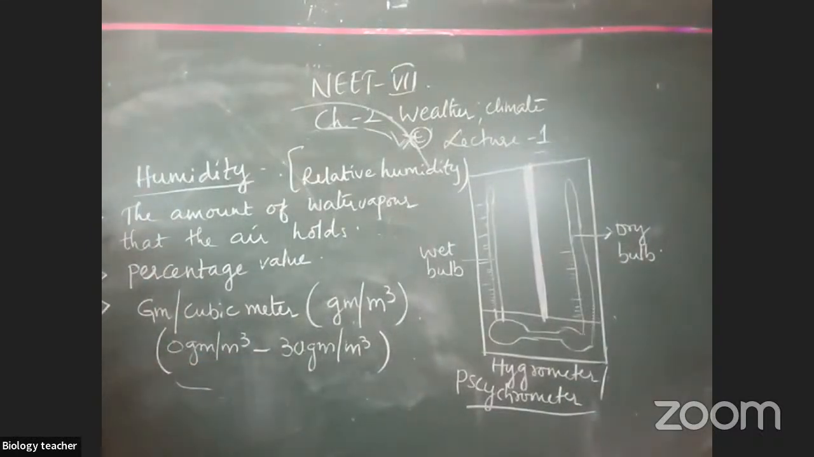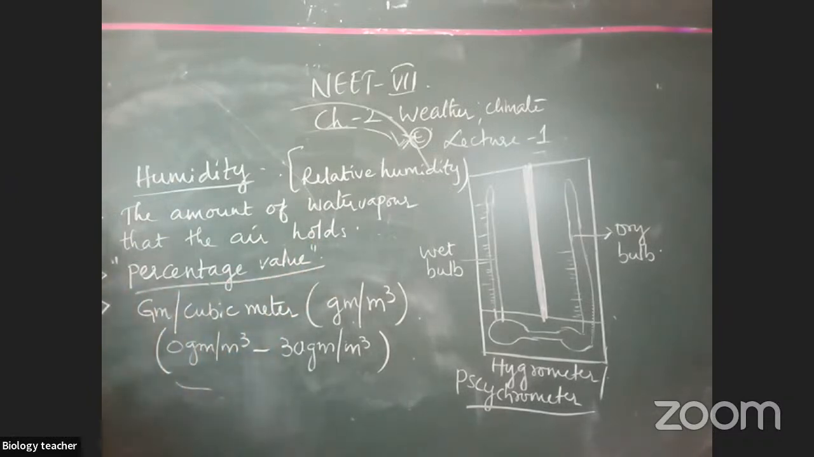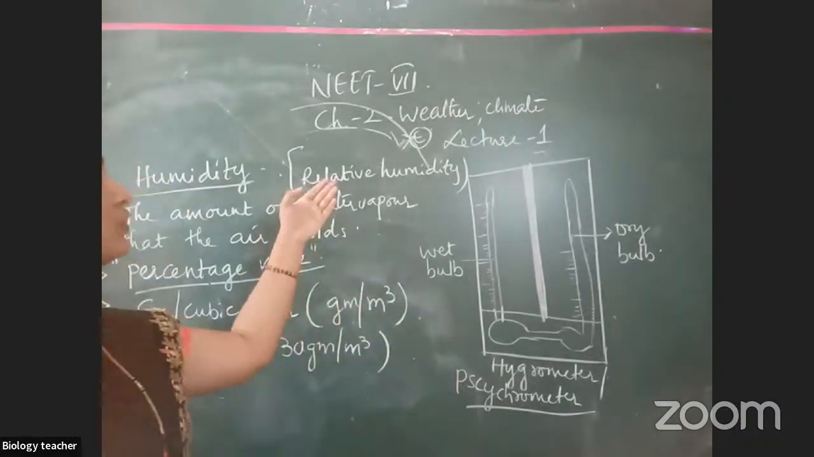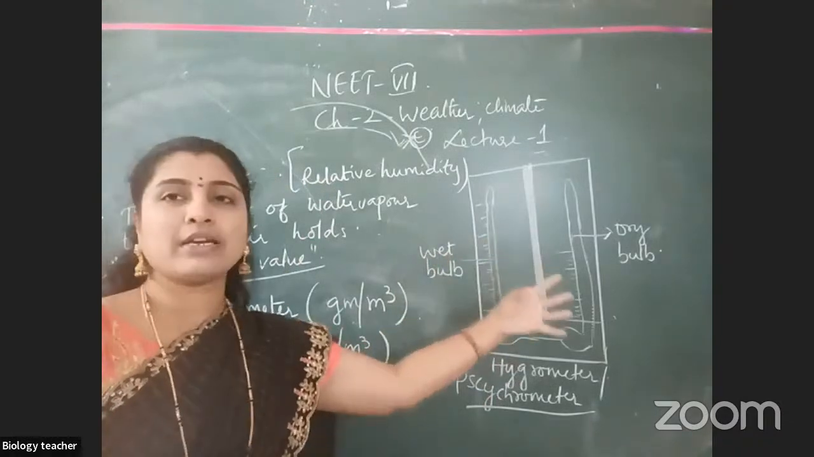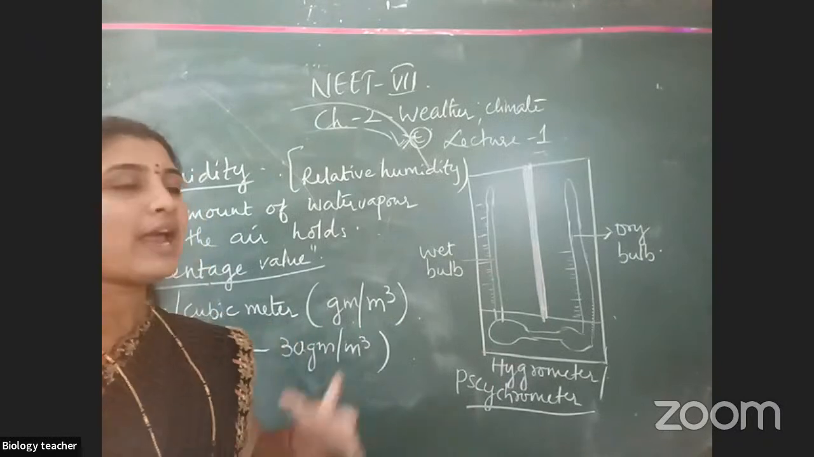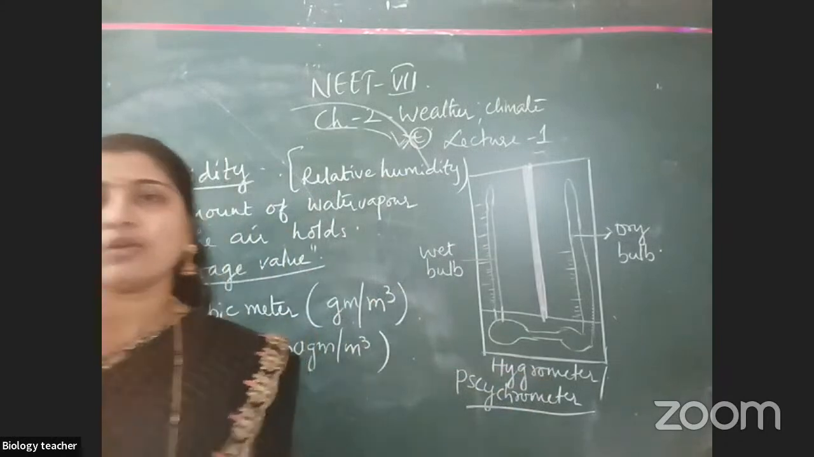Once again, what is humidity? The amount of water vapor present in the air is known as humidity. It is calculated as a percentage value, the units are gram per meter cube, and it ranges from 0 to 30. The instrument used to check humidity is the hygrometer. It has two bulbs, a wet bulb and a dry bulb, and two readings are noted and the average is taken, which is known as relative humidity. The instrument is known as a hygrometer or psychrometer.